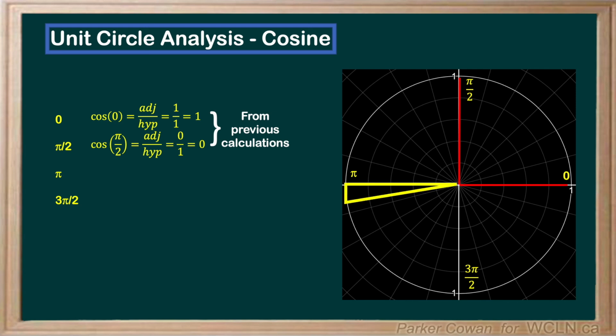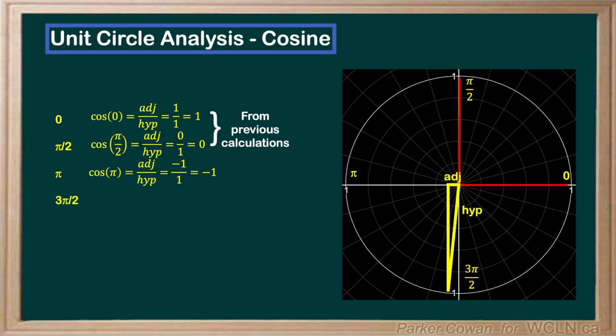Drawing our squished triangle shows us that the opposite side goes to 0. Our hypotenuse is equal to the adjacent side. That means calculating cos of pi will give us -1 over 1, or -1. Drawing another squished triangle at 3 pi over 2, we'll have our adjacent side go to 0, which means cos 3 pi over 2 is 0 over 1, which equals 0.